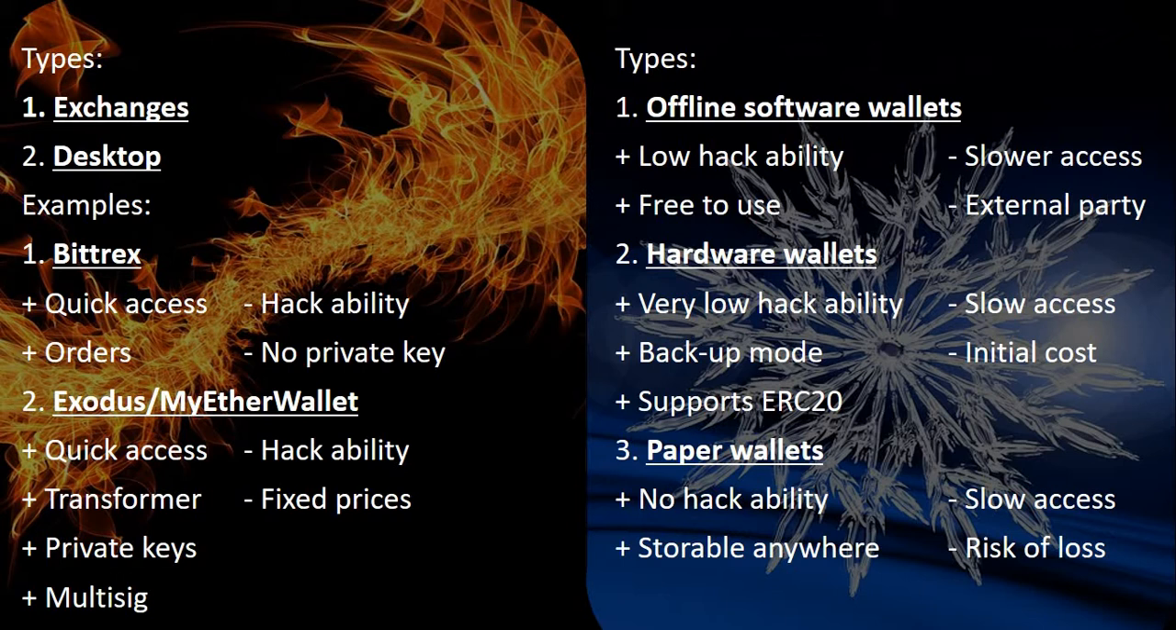There are three types to distinguish on the cold wallet side, which are the offline software wallets, the hardware wallets, and the paper wallets. All of them are offline. The first one, the offline software wallets, has some ups and downsides. It has a low hackability because you are not connected to the internet. However, this means that you have a slower access as well.